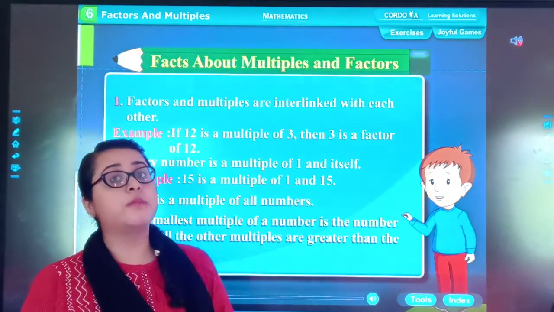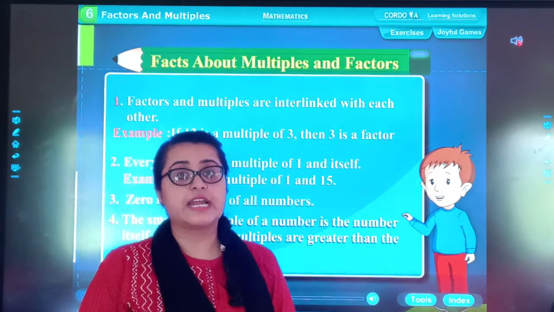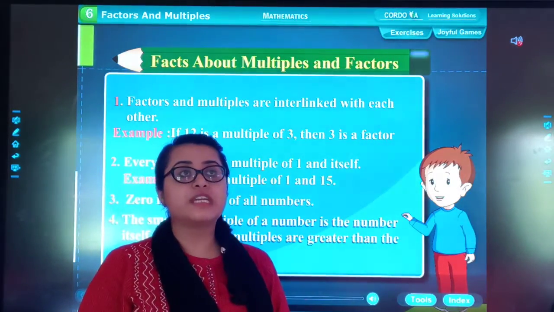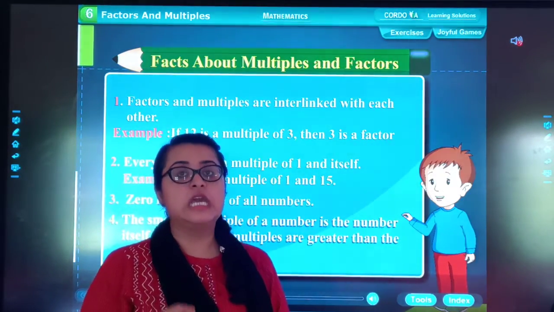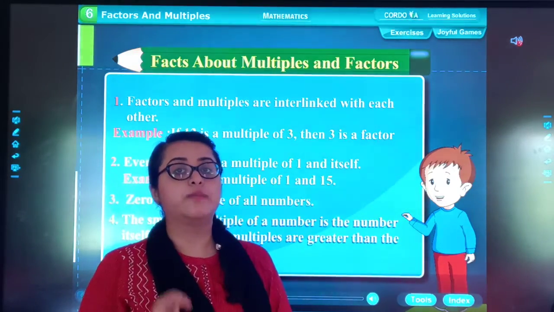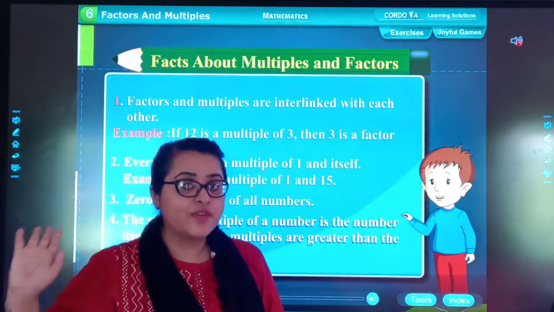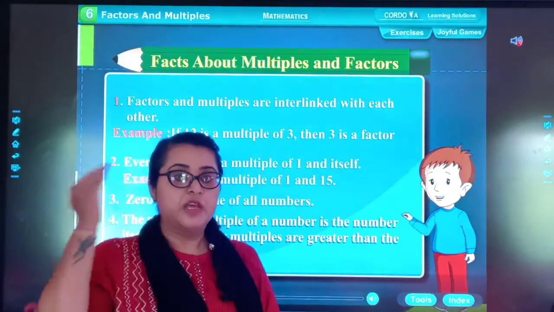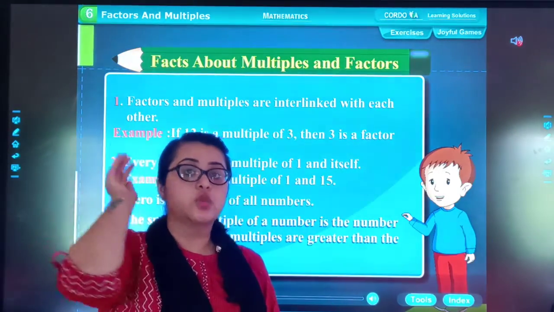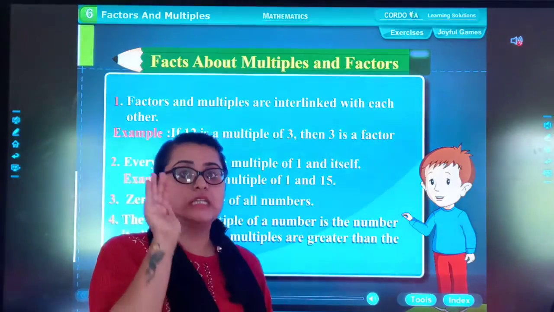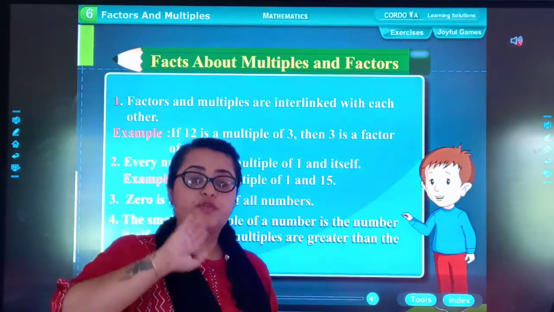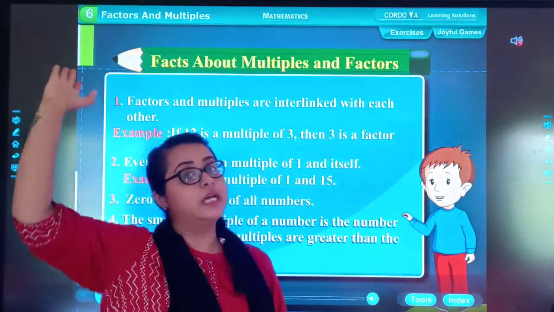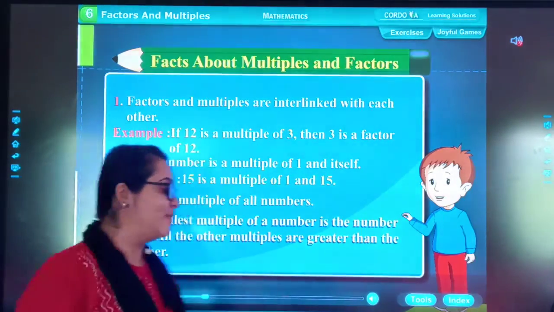Understood? If you are asked to find the multiples of a number, for example, let's take 15. I say you are supposed to find the multiples of 15. So 15 ones are 15. That means there will be no multiple below 15. They will only be above 15. So that is the smallest multiple, and all the multiples after 15 will be greater. Okay, students?